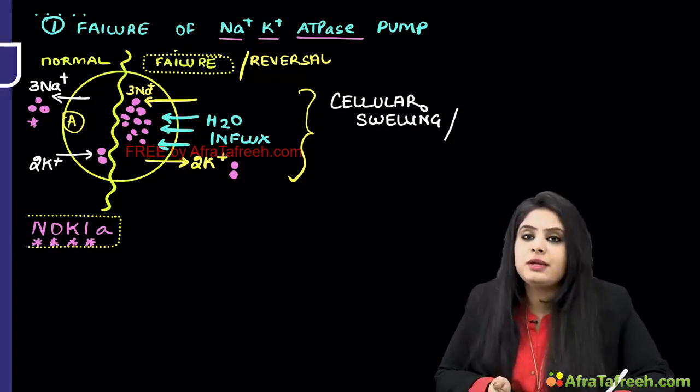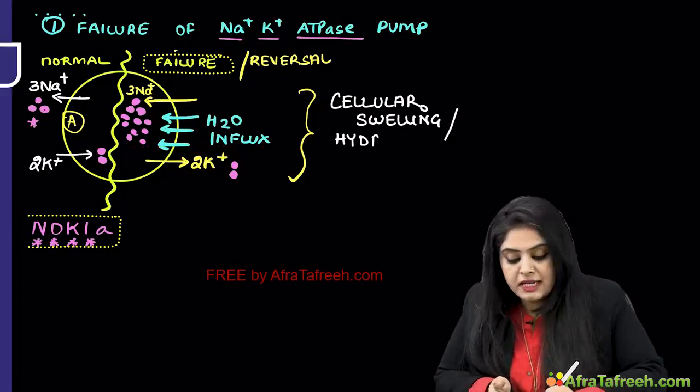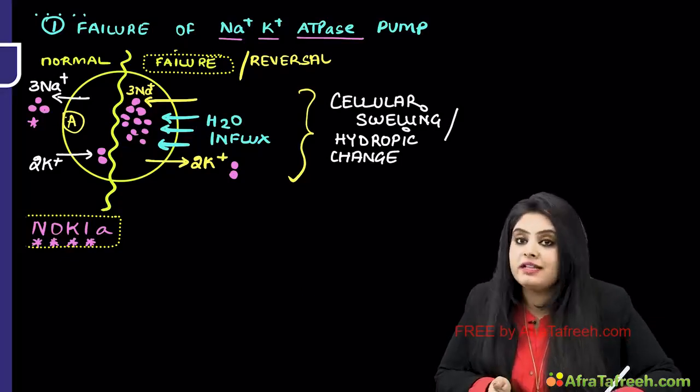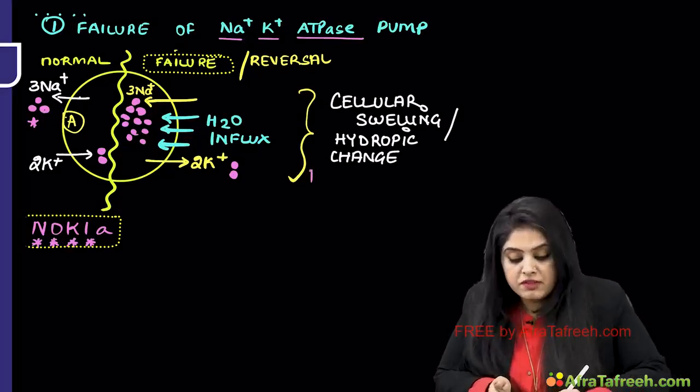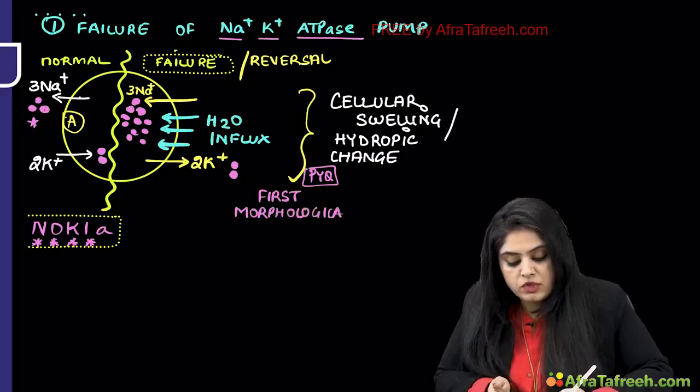And why is this cellular swelling happening? Why is it becoming a water balloon? Because of water entering inside it. So that is referred to as hydropic change, right? And this becomes your PYQ next that you have. So what does your previous year question say? It asks you, which is the first morphological change of cell injury? Which is the first morphological change that occurs in cell injury?